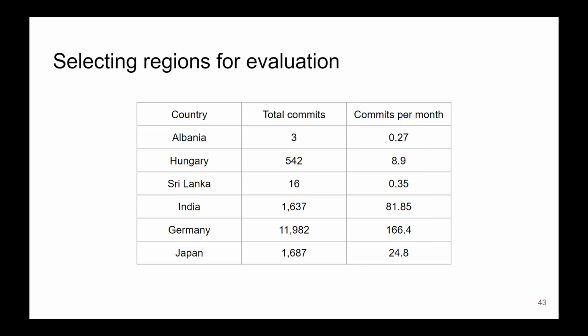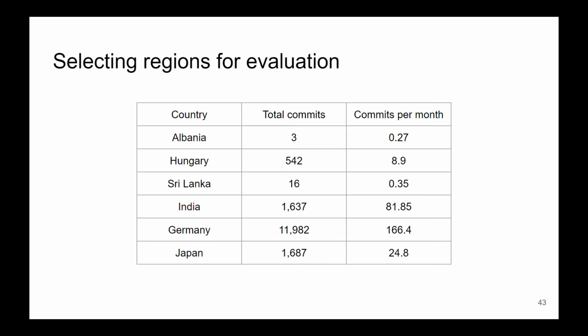But total commits don't tell the whole story, because it can be a reasonably new Git repo for the list. So then instead, we looked at the commits per month, basically from the start of the Git repo. And again, Albania and Sri Lanka had 0.27 and 0.35 commits per month, which means that their supplementary lists are not maintained at all, basically.